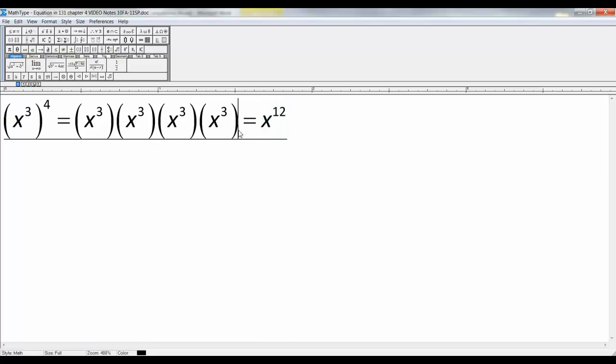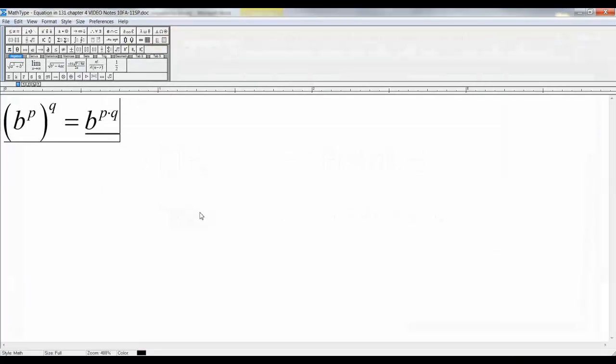Now, how could you get that without having to do this, where you write it out in a string? Well, the answer is you could multiply, right? 3 times 4 makes 12. And that gives you your rule. If you have b to the p to the q, you multiply p times q.